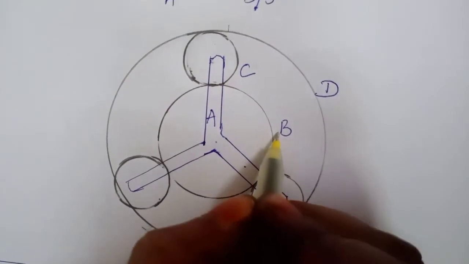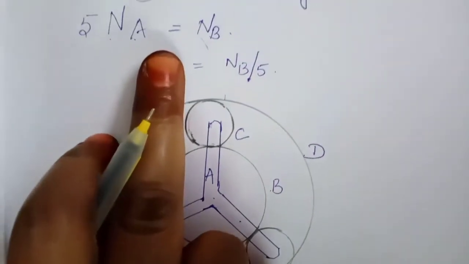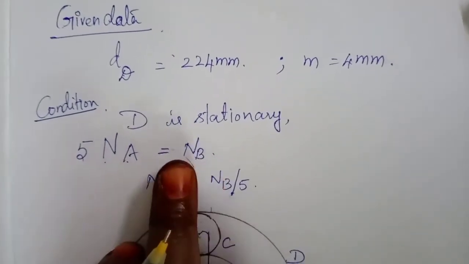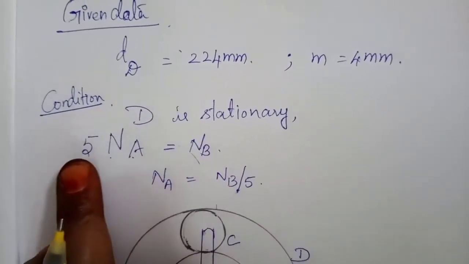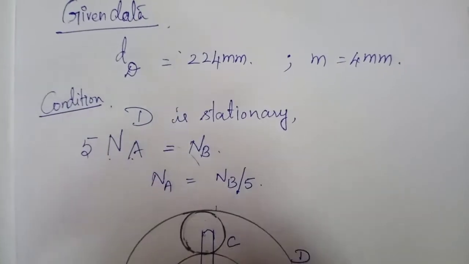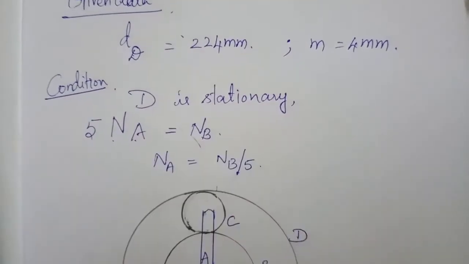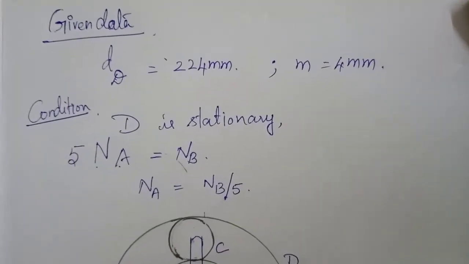So B is your sun wheel. So 5 NA equal to NB. So 1 revolution of sun gear makes 5 revolutions of spider rotation. So NA equal to NB by 5. So this is the condition. You should be very clear with this.